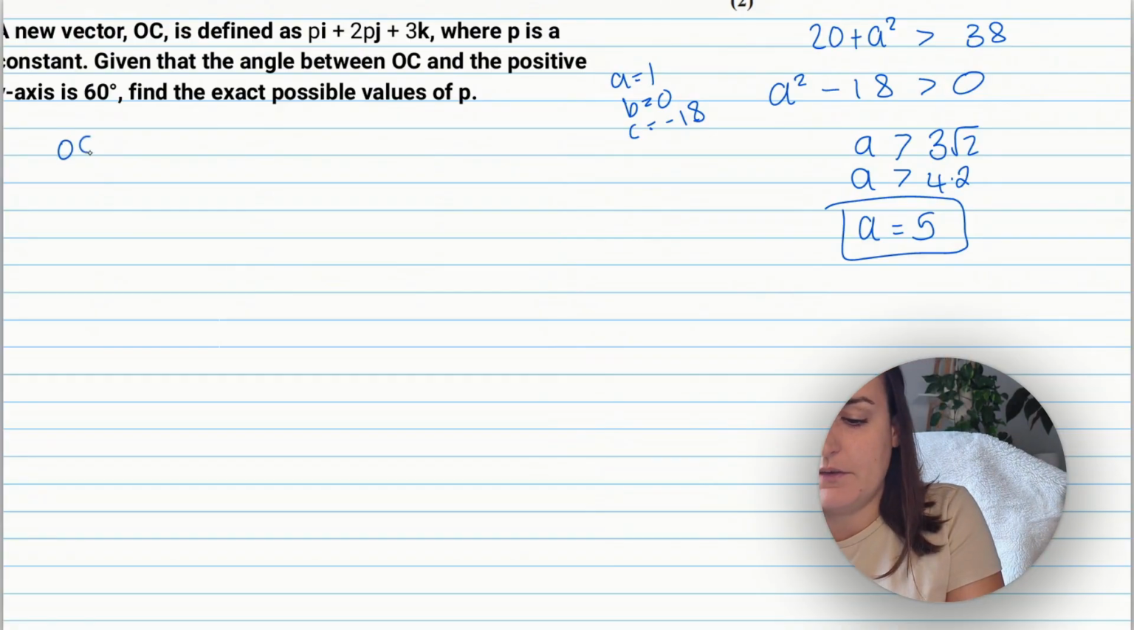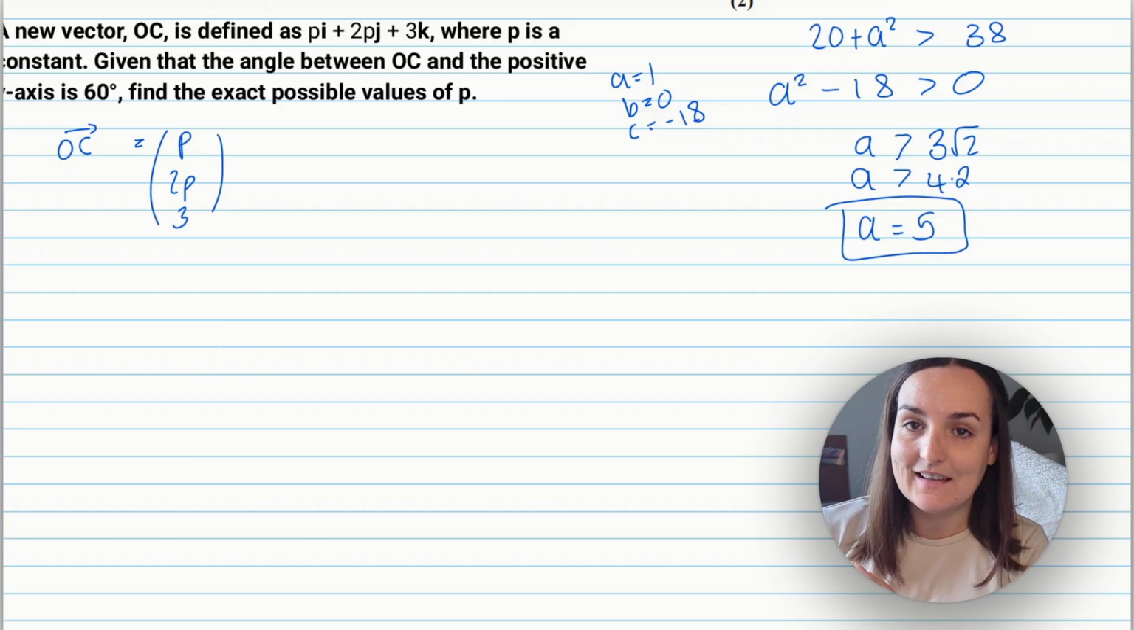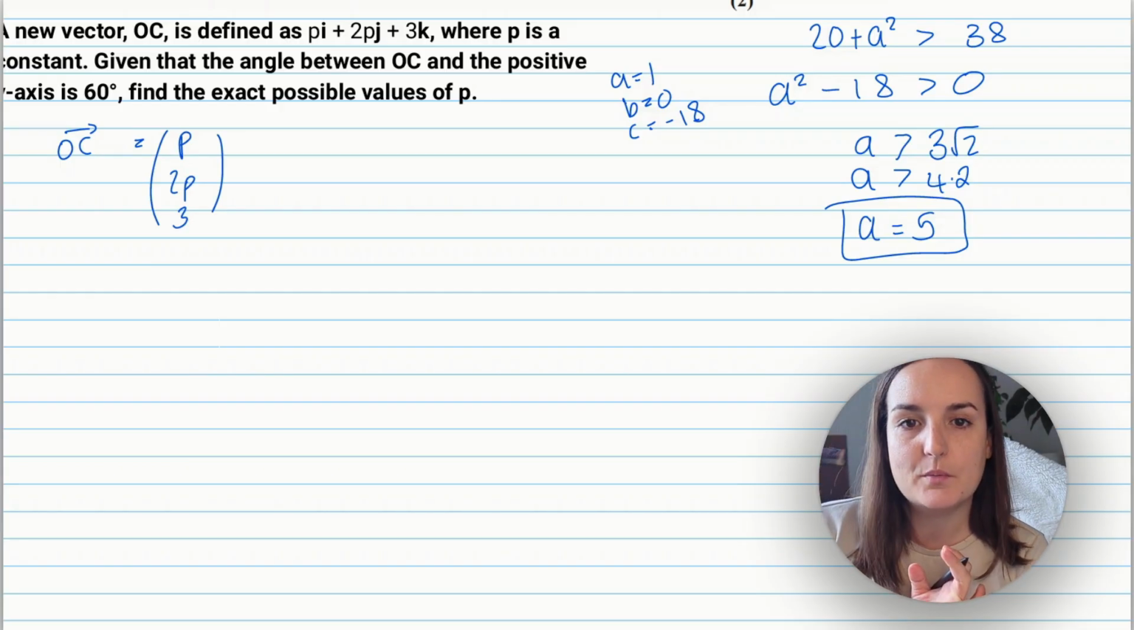So I'm going to write this down. So we've got OC is P, 2P, and 3. Okay, well, P is a constant, not a positive constant. Given that the angle between OC and the positive y-axis is 60 degrees, find the exact possible values of P.